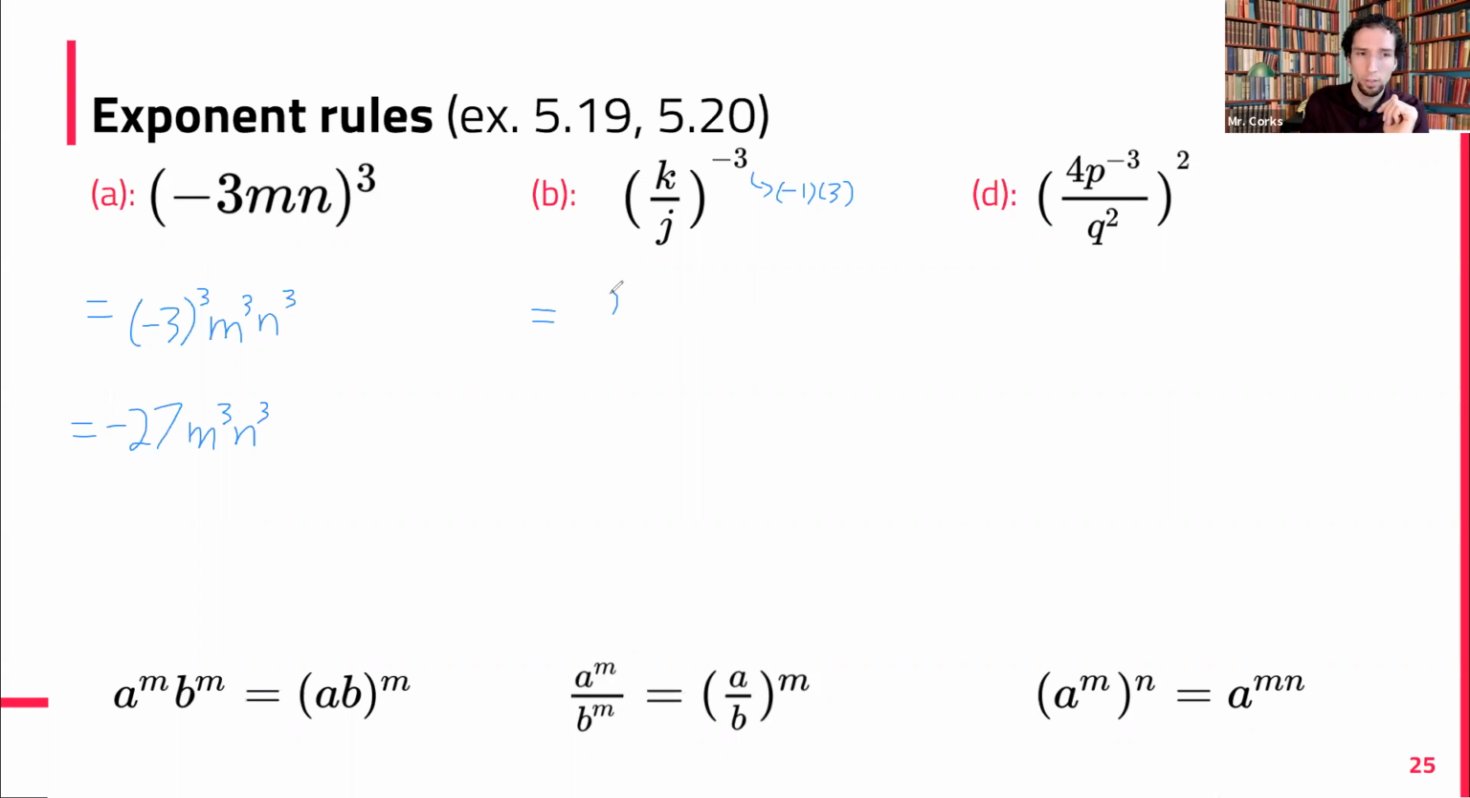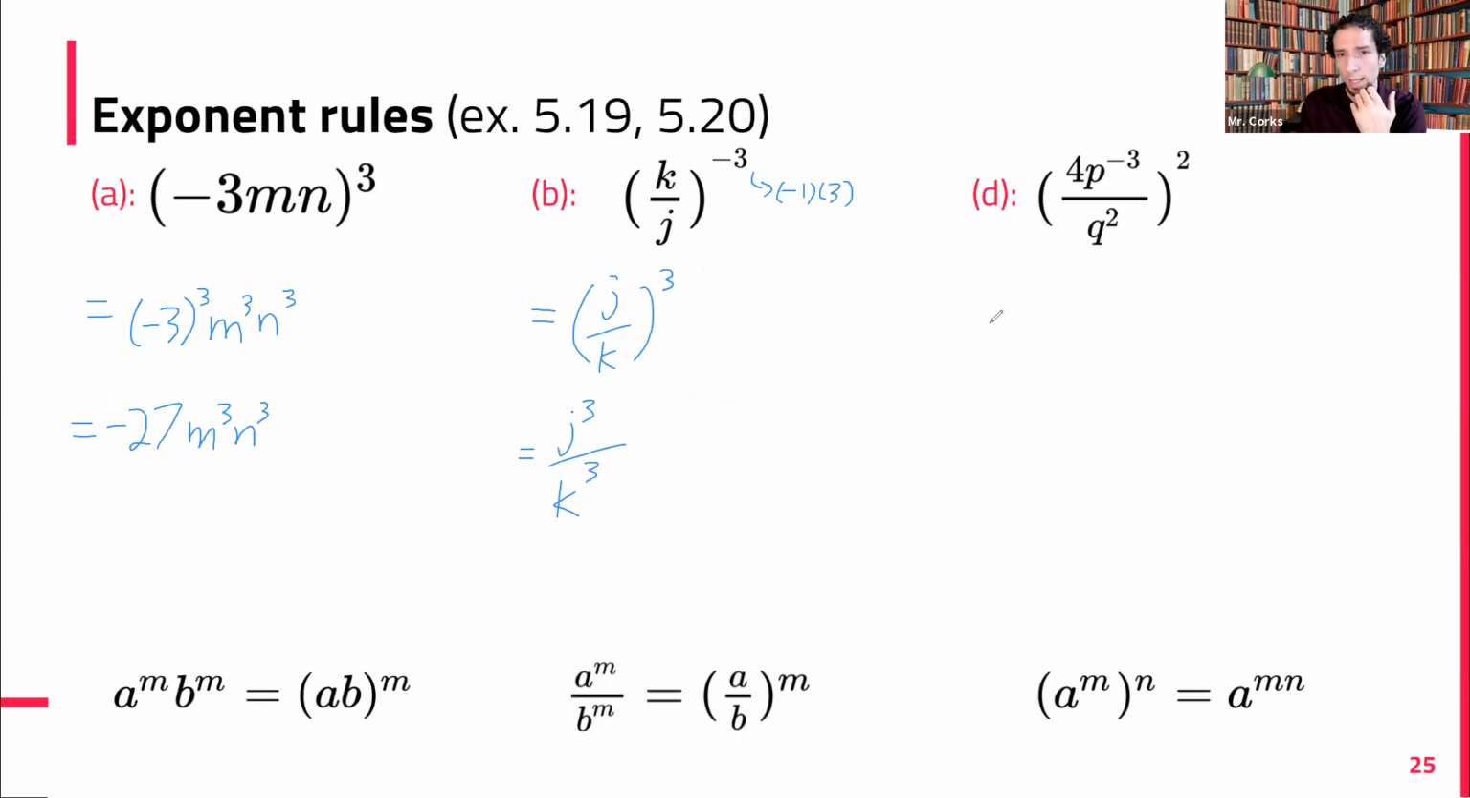Flip over the fraction, j over k, all of that cubed, then what? J cubed over k cubed. Okay, so j cubed over k cubed. If we did the -3, brought it inside for each of them, it'd be 1 over k over 1 over j, and then dividing fraction rules, we would still end up with j over k. It's just a little more complicated to think about.